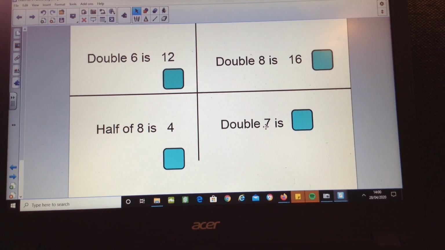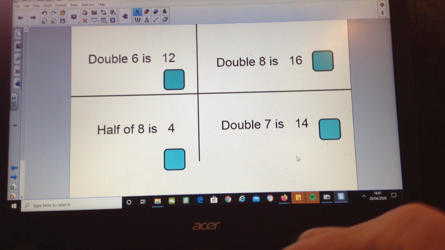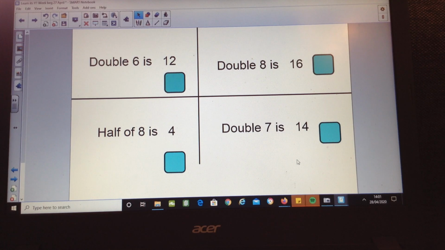So, double 7, that was last week's. 7-a-side football, double 7 is 14. Did you get those right? If you don't get them right today, come back tomorrow and see if you get them right tomorrow. Practice them all week until you're really good at them.